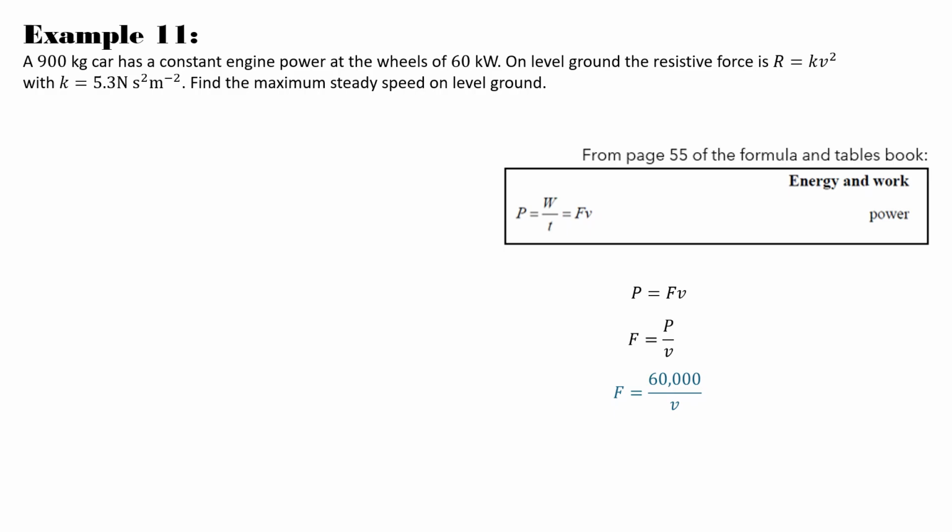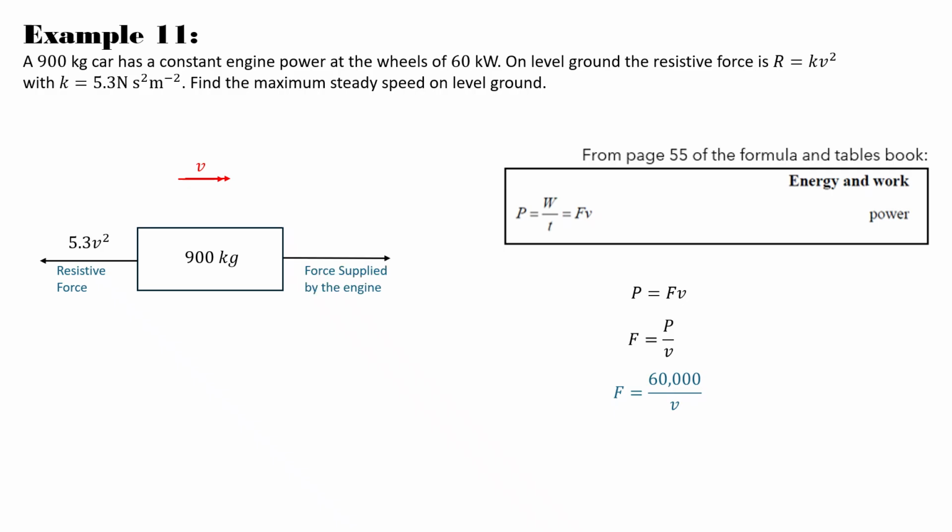And now I'm going to draw out my force diagram. I start with my car. My direction of movement, I'm saying, is to the right, and that's V. We don't know what V is; that's what we're going to work out. We have a resistive force to the left, which is kV squared, where k is 5.3, so that's 5.3 V squared. And then we have a force applied by the engine, which we've worked out as 60,000 over V.